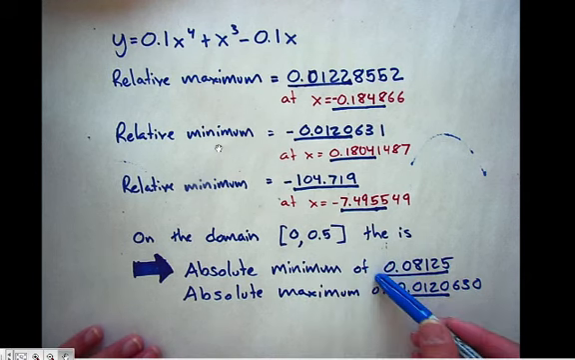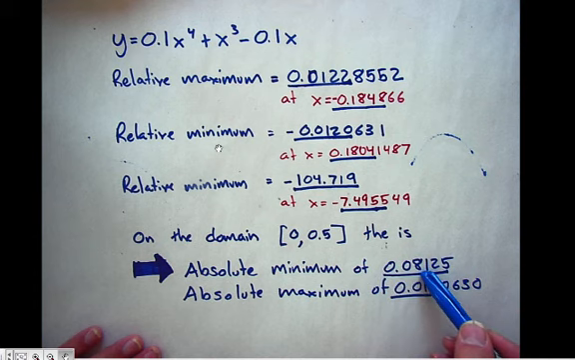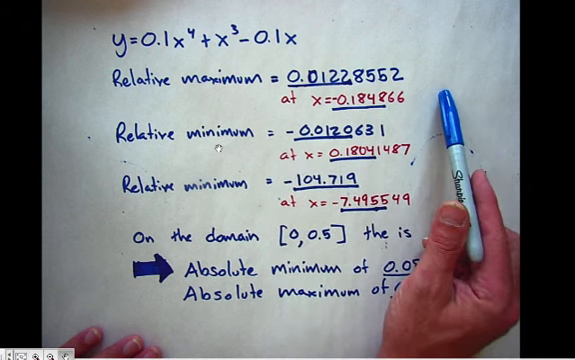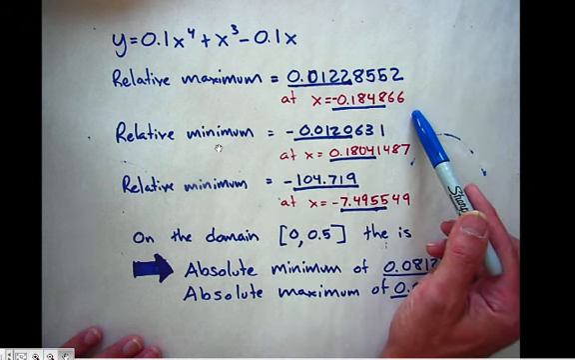So here are our final answers. We have the absolute minimum was this value, 0.08125. The absolute maximum is this value. Remember that when I ask for the relative or the absolute extrema, you just have to give the y coordinate unless I ask you where it occurs.